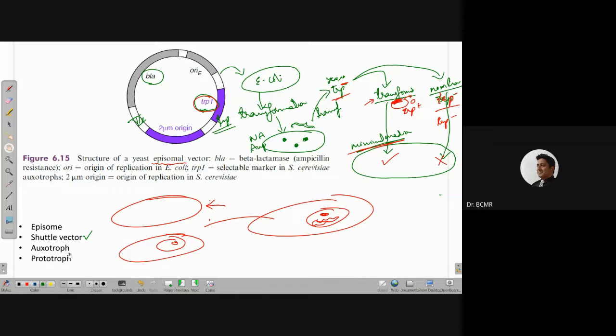Say in the example we discussed yesterday, with the yeast episomal vector that is depicted here, we were talking about tryptophan. That means this particular cell cannot grow on minimal media unless the minimal media is supplemented with tryptophan. Pre-synthesized exogenous tryptophan should be supplied, which will be taken up and then used for protein synthesis.